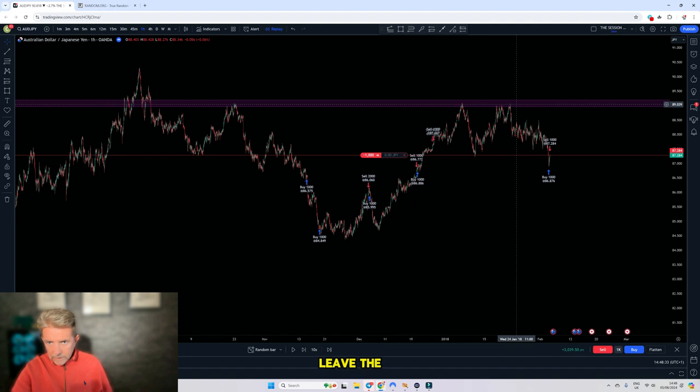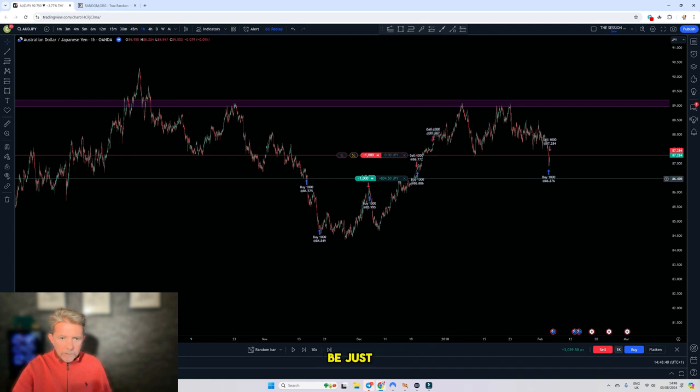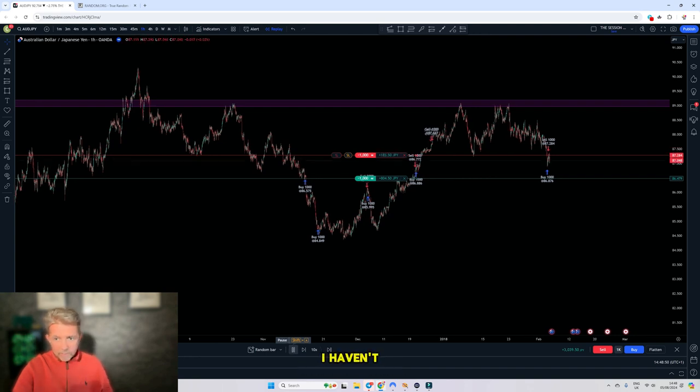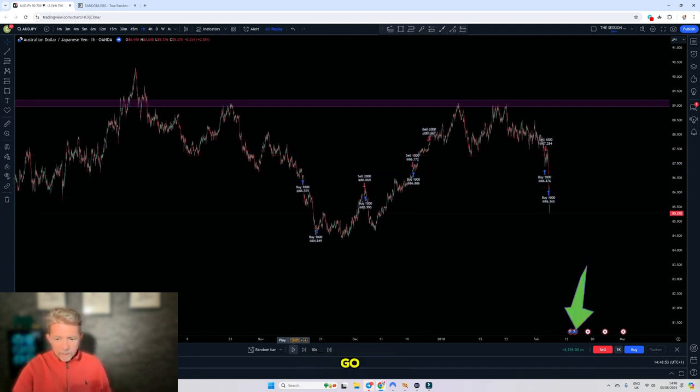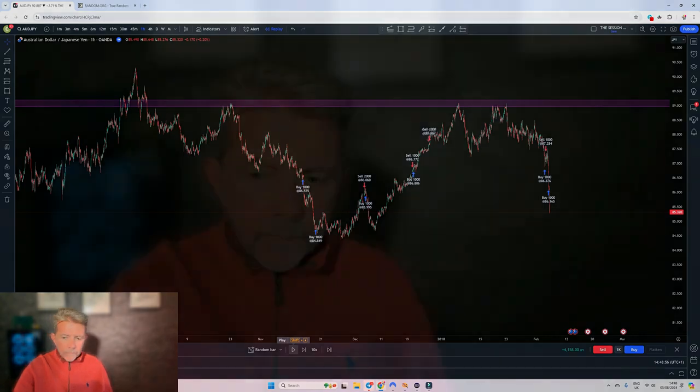I am going to leave the area of resistance where it is, and the take profit this time I'm just going to be aiming for this area, this cluster area down here. Personally, I will probably be buying this market, but it doesn't matter. I haven't made the decision. And there you go. We are now up 4%.